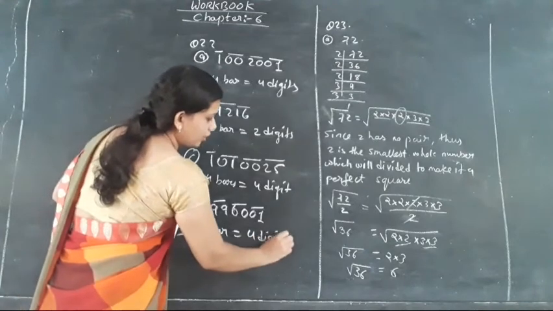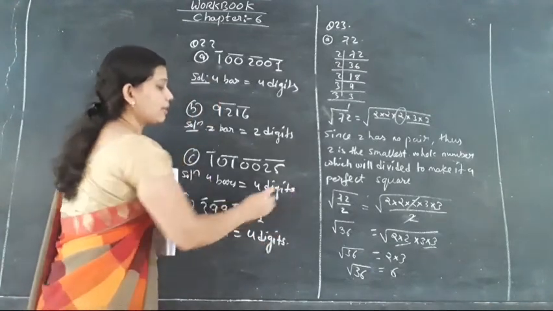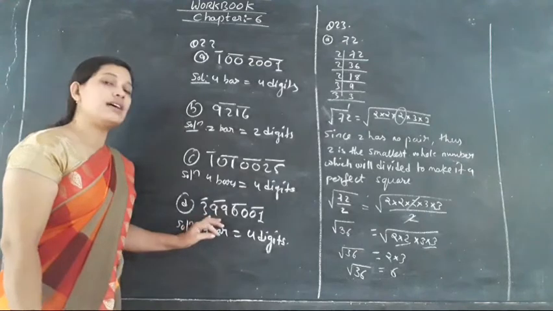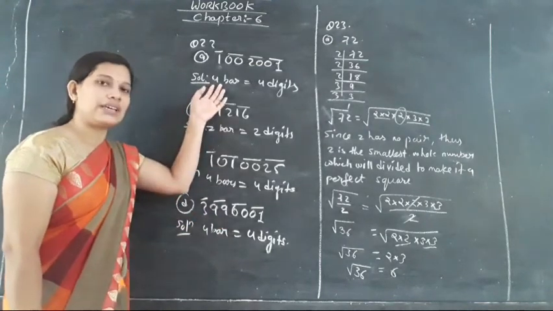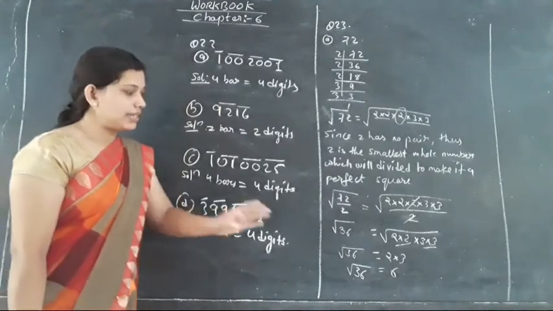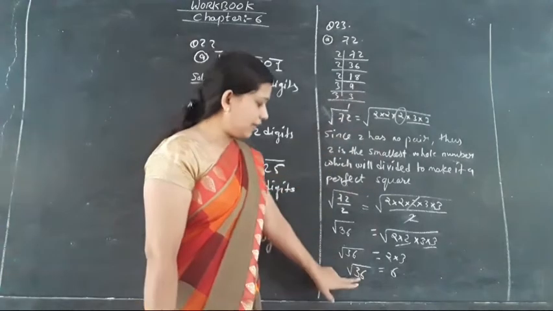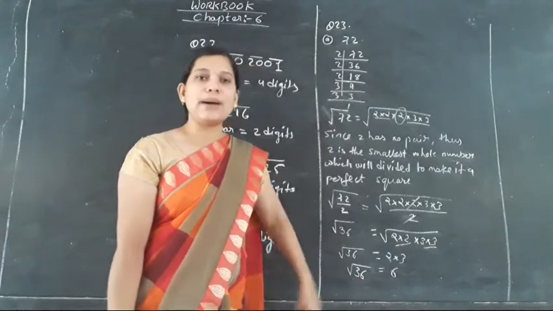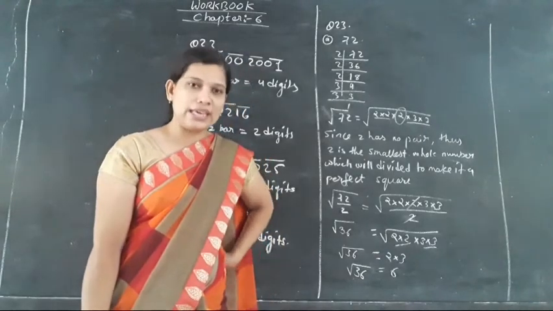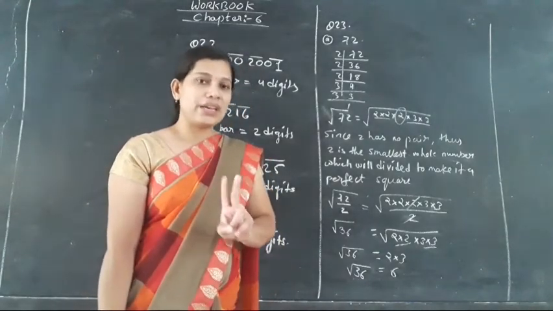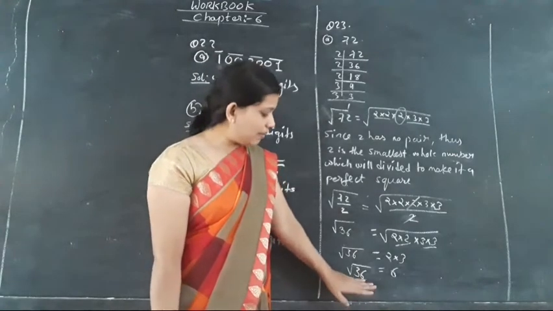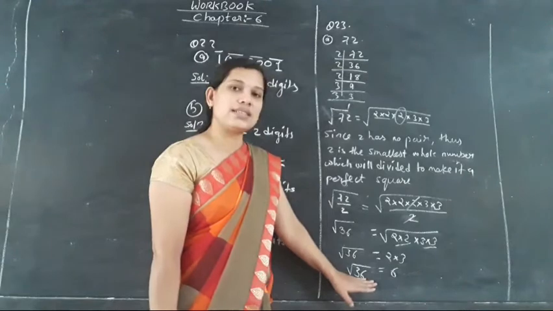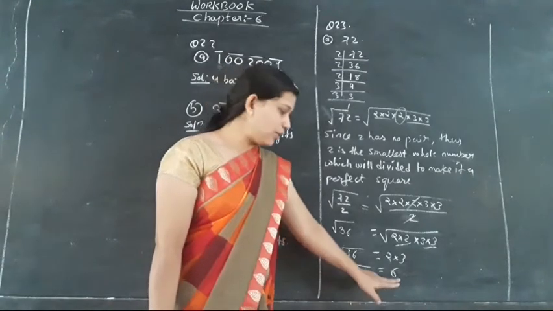4 digit, 2 digit, 4 digit, 4 digit. इसका मतलब क्या हो गया? इसका मतलब ये है कि जब हम इन नंबर्स का स्क्वायर रूट फाइंड करेंगे तो जो आंसर आएगा, जैसे 36 एक नंबर है. 36 में कितना बार लगेगा? 36 में एक ही बार लगेगा क्योंकि दो नंबर है ना, तो उसका पेयर कितना होगा? अगर हमने 36 का स्क्वायर रूट निकाला है तो आंसर में 1 डिजिट आया है.